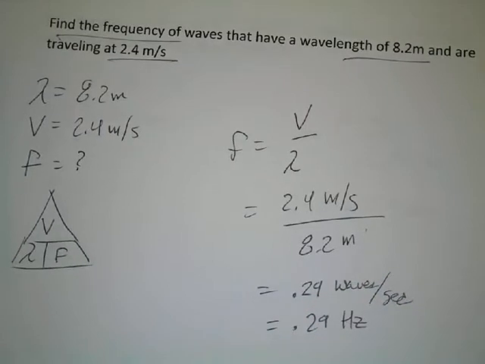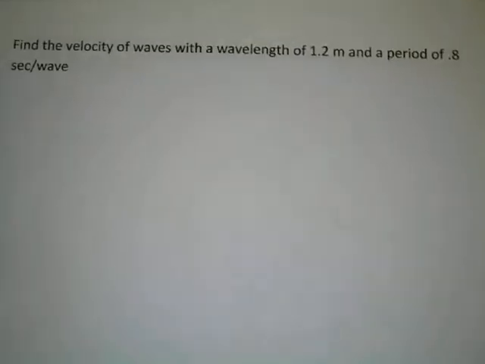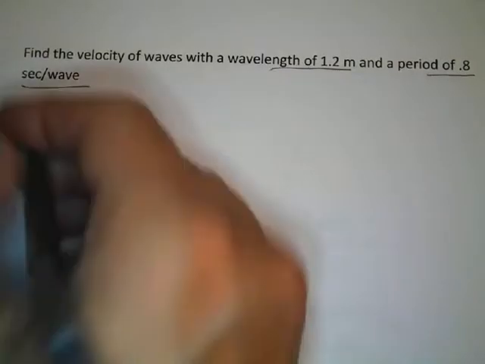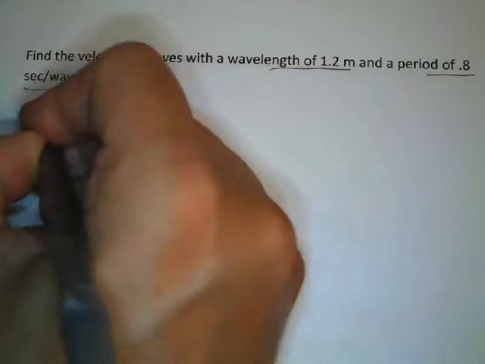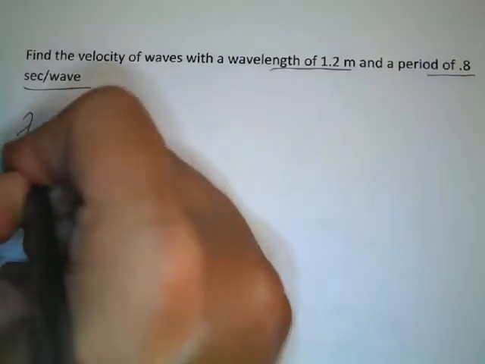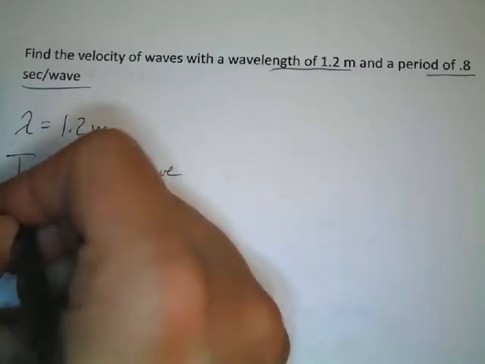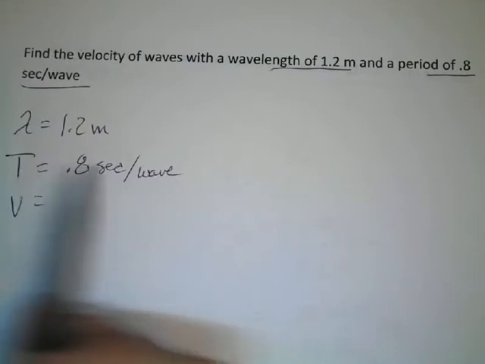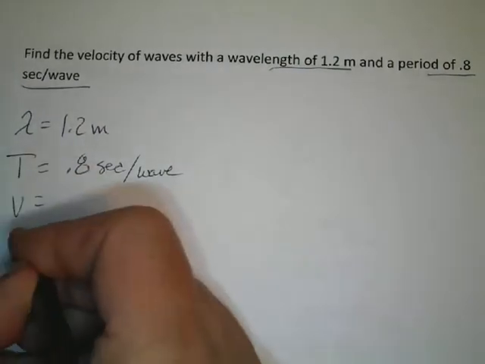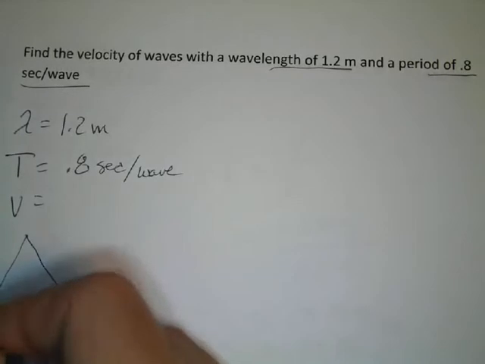All right, let's take a look at another one. Find the velocity of waves with a wavelength of 1.2 meters and a period of 0.8 seconds per wave. All right, what are we given? Wavelength of 1.2 meters. Period this time is equal to 0.8 seconds per wave. And I'm trying to find the velocity. Since I don't have frequency this time and I have period instead, I'm going to be using the second velocity equation, which said that velocity was equal to the wavelength over the period. So v equals lambda over T.